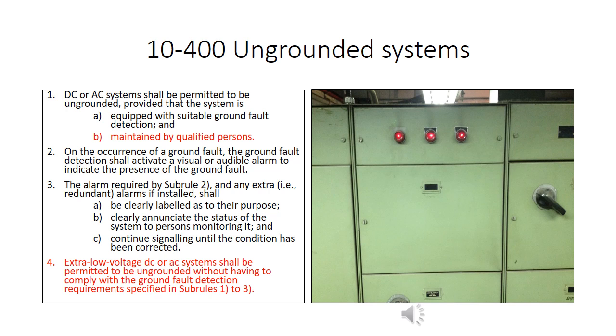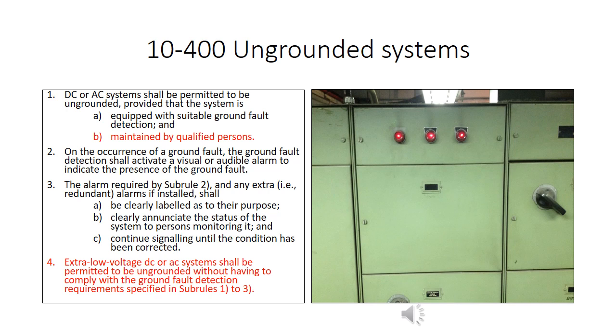The alarm required by Subrule 2 and any extra, in other words redundant, alarms, if installed, shall be clearly labeled as to their purpose, clearly enunciate the status of the system to persons monitoring the system, and continue signaling until the condition has been corrected. Subrule 4. Extra-low-voltage DC and AC systems shall be permitted to be ungrounded without having to comply with the ground fault detection requirements specified in Subrules 1 and 3.